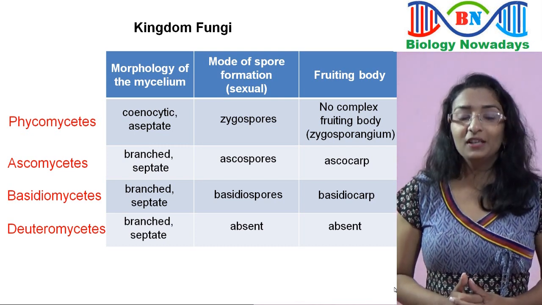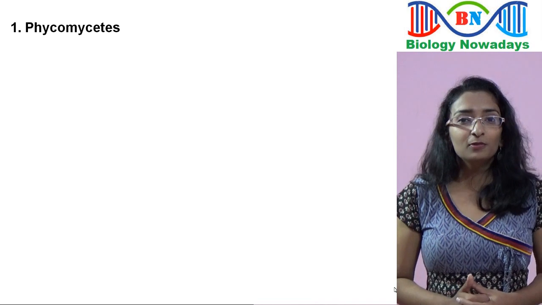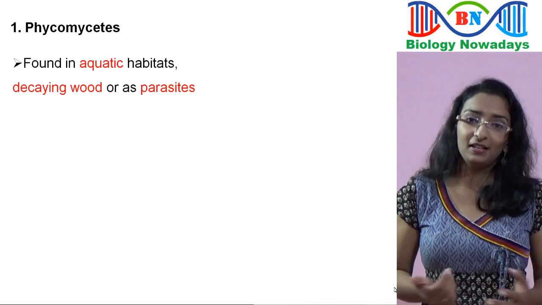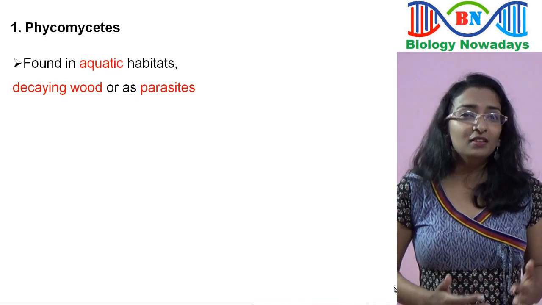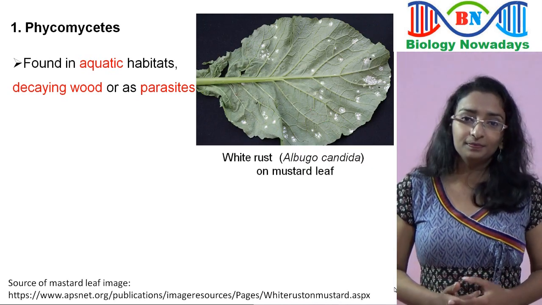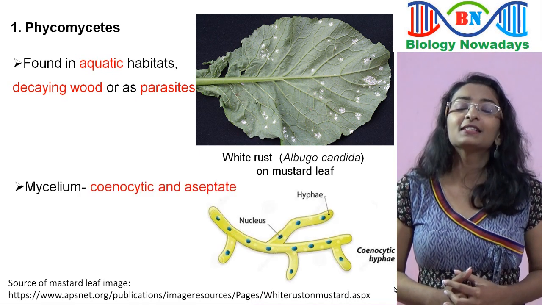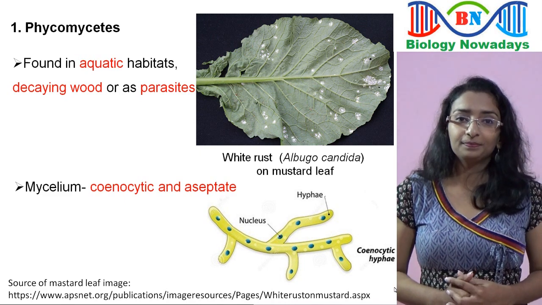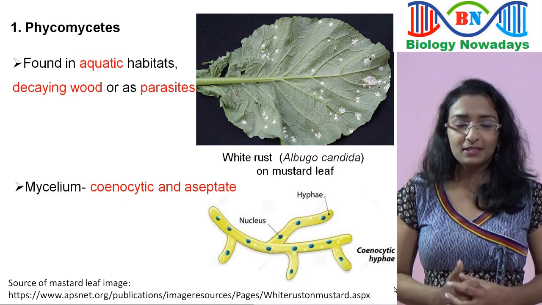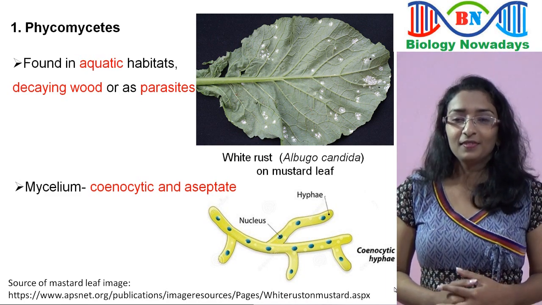Let's see the first group in kingdom fungi, the Phycomycetes. They are found in aquatic habitats, decaying wood, or as parasites. For example, the white rust on mustard leaf is due to Albugo candida. The mycelium of the members of Phycomycetes is cenocytic and aseptate. The word aseptate means without septa or cross walls. I hope you remember this picture of the multinucleate hyphae.